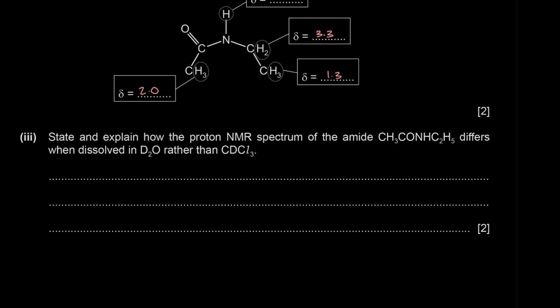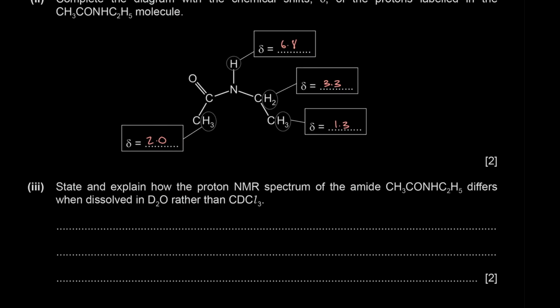All right. State and explain how the proton NMR spectrum differs when dissolved in D2O rather than CDCl3. Now, when you use D2O, D2O displaces any protons that are bonded directly to a nitrogen or an oxygen. Any NH or OH protons, the peaks will disappear. So in this particular case, the peak at the chemical shift 6.8 parts per million would disappear.